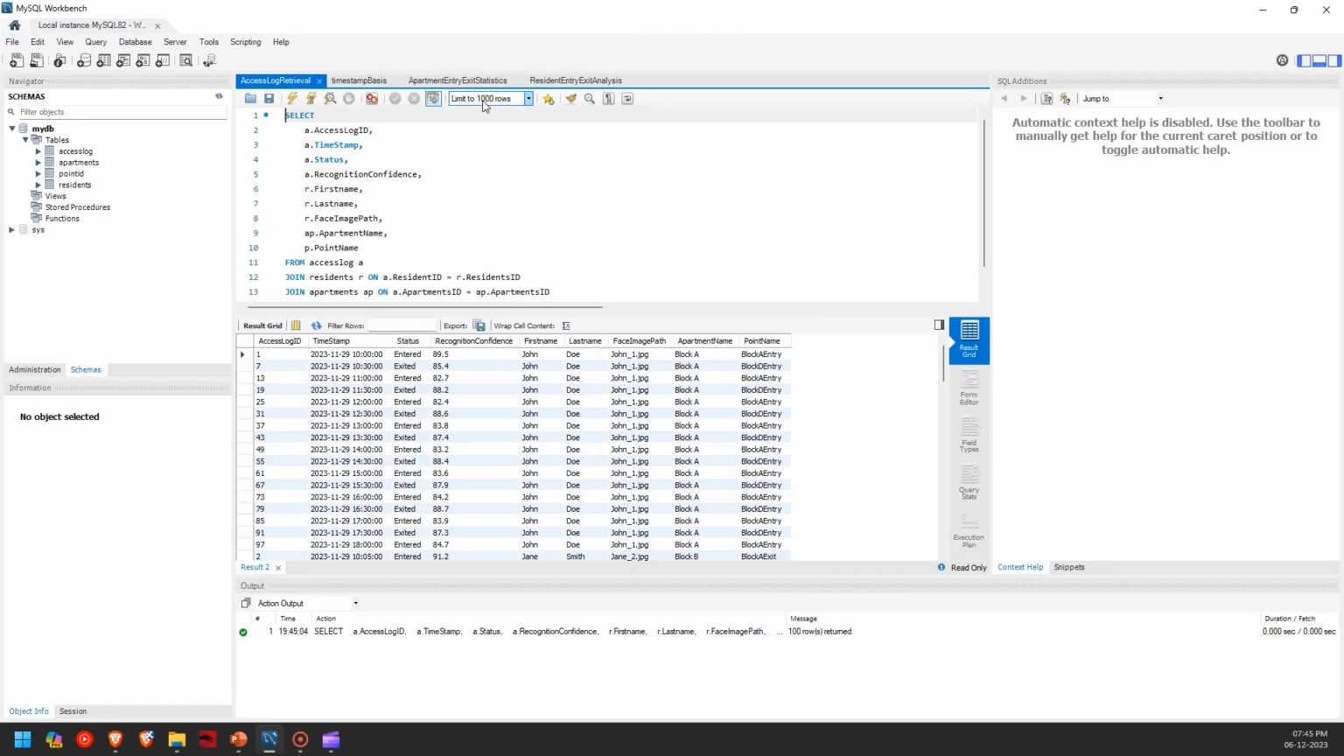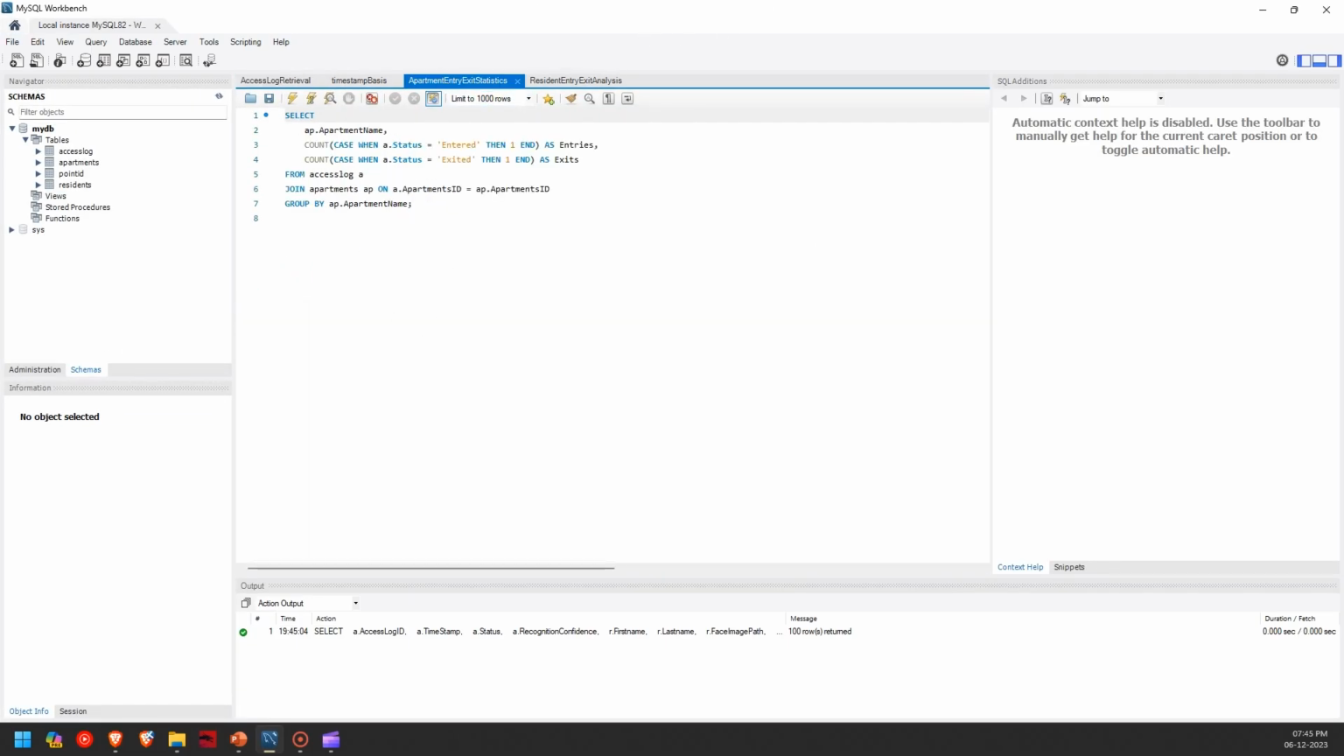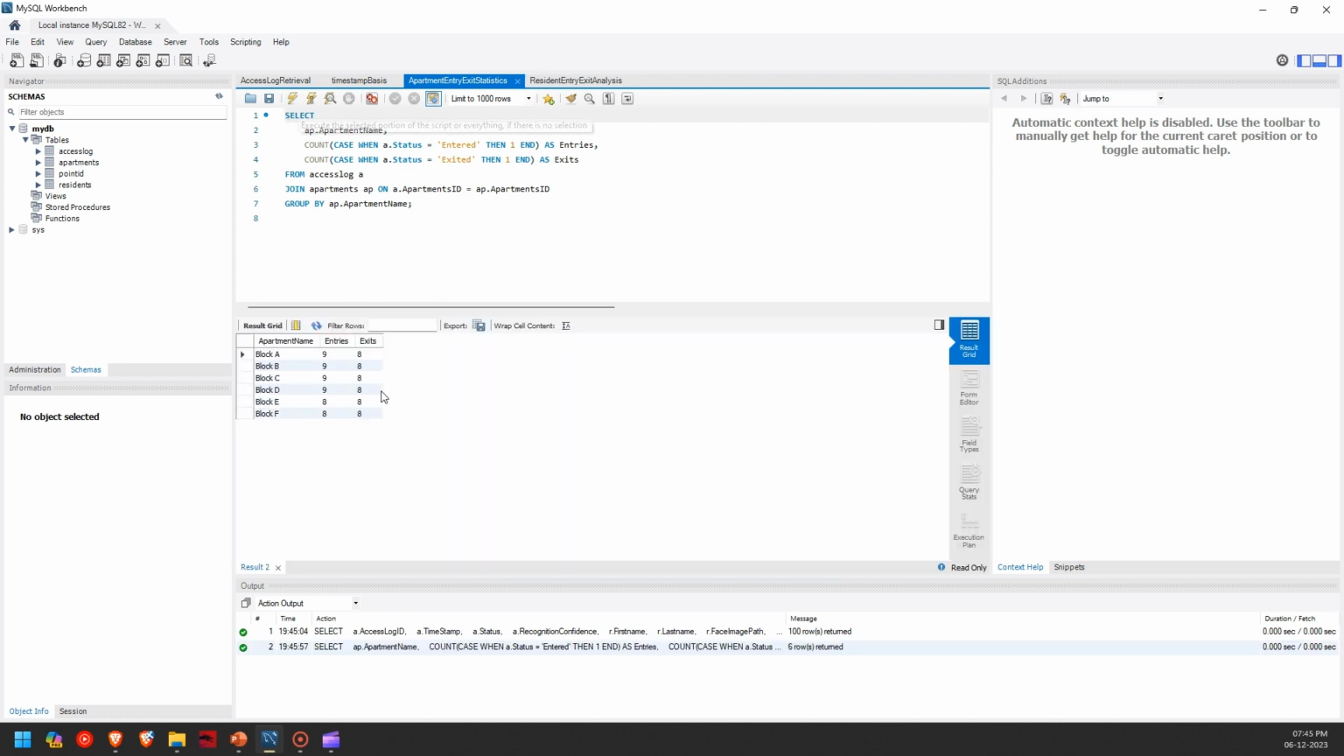Let us know how many entries have happened from one particular apartment. If you see, we have here one, two, three, four, five, six apartments. In the six apartments, these are the number of entries and the number of exits. By this we can know that Block A, apartment A, has the most number of people visiting when compared to the others, based on the descending order it is showcasing.